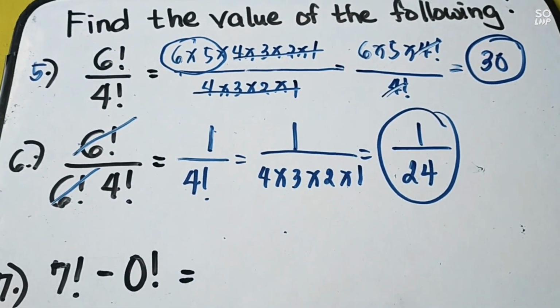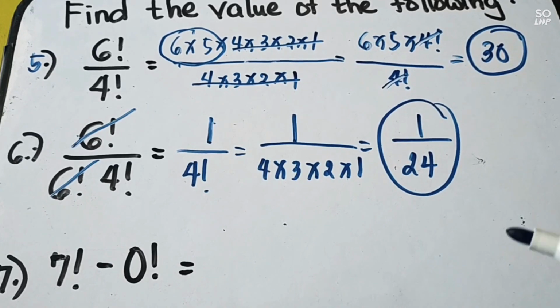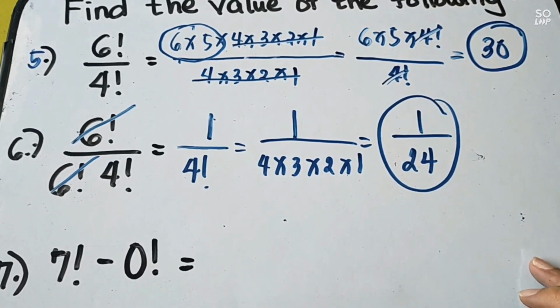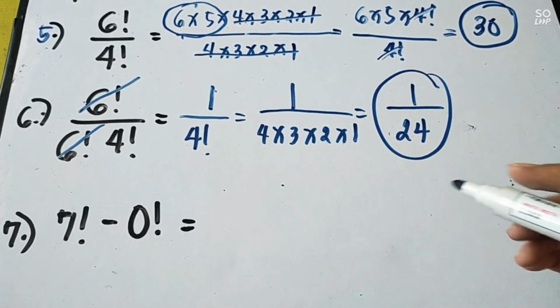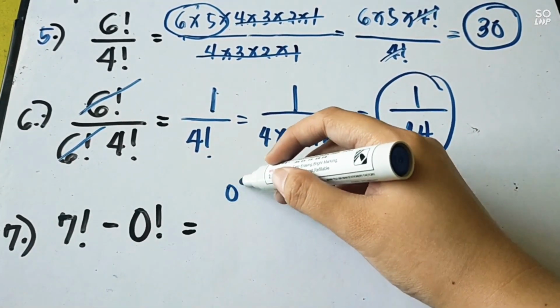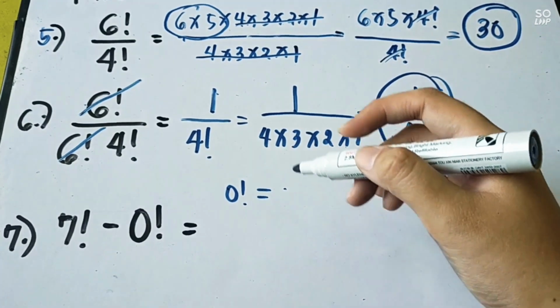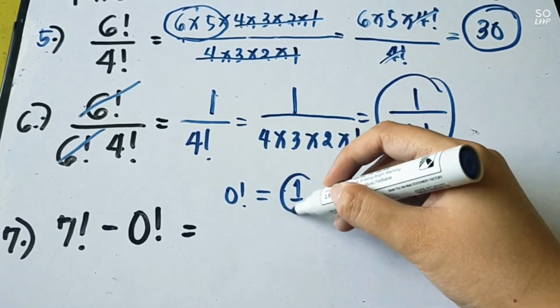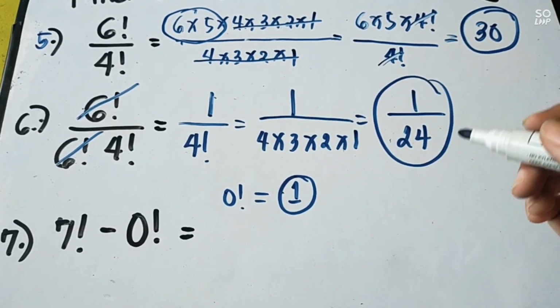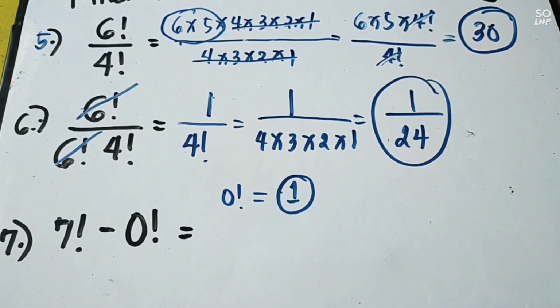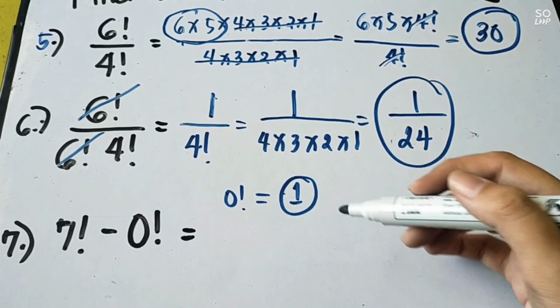Next tayo, let us have number 7. We have here 7 factorial minus 0 factorial. Ayan ma'am, paano pag 0 factorial? Okay class, when you say 0 factorial, by the definition, it is always equal to 1. Is it clear? So, by that definition, if you have 0 factorial, the answer is 1.